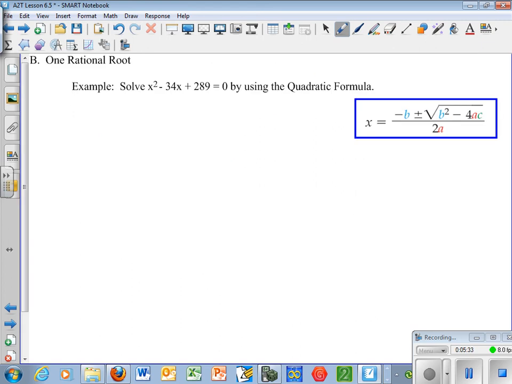Now we're going to get one real rational root. That occurs when you get 0 under the square root in the quadratic formula.